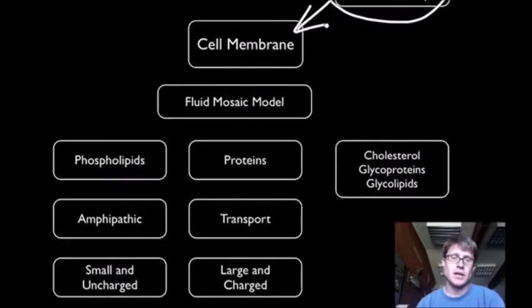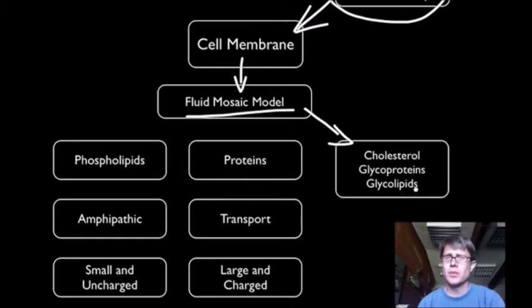And it does that using the cell membrane. Now, our understanding of the cell membrane is what's called the fluid mosaic model, and I'll talk more specifically about that in just a second. For now, there are a few things, cholesterol, glycoproteins, and glycolipids that are found within the cell membrane that are important. But the majority of the important things in a cell membrane are the phospholipids. Those are going to be the fats. And then the proteins.